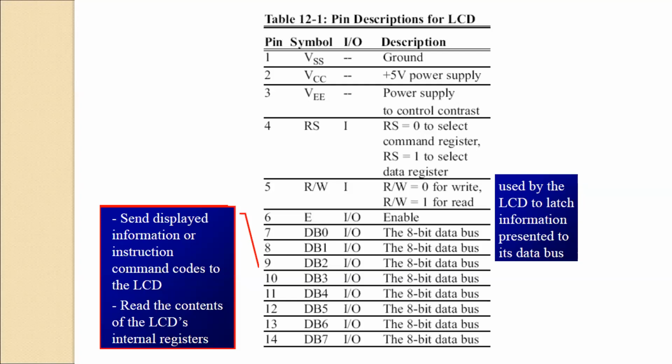Apart from these three pins, the most important pins on our LCD are RS, RW and E. These RS, RW and E are called command pins. These are called command codes. And through DB0 to DB7, now all of you know that the total number of pins is 8.